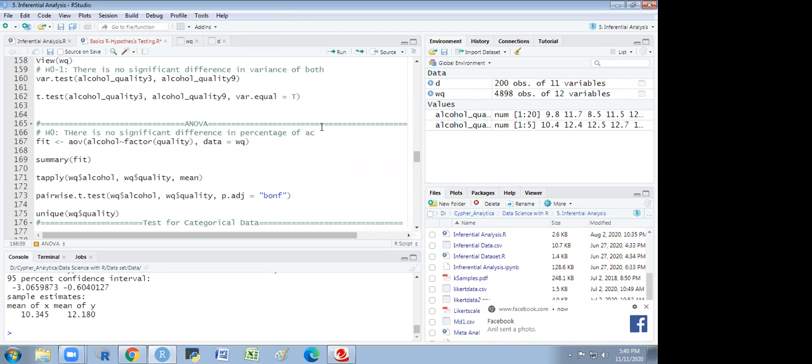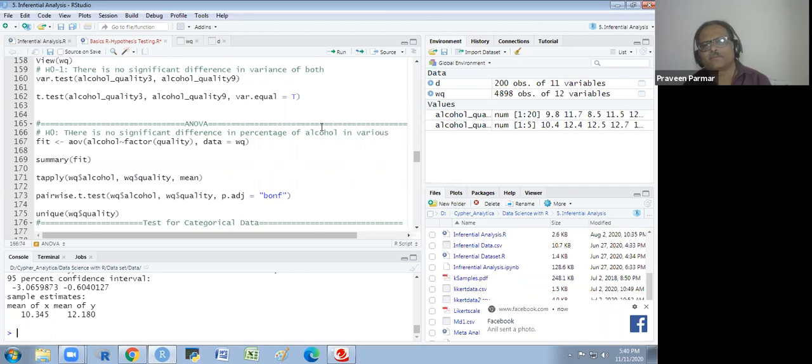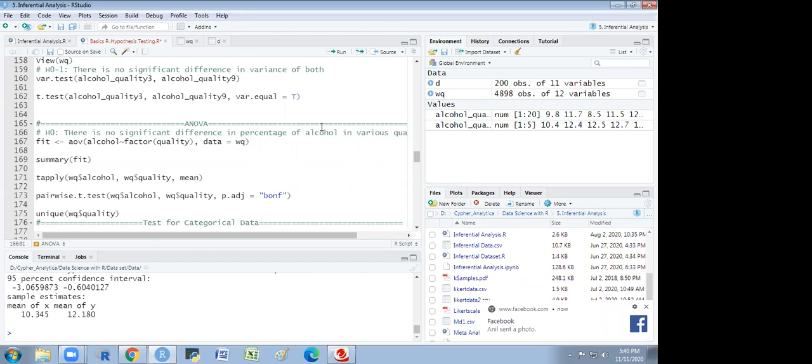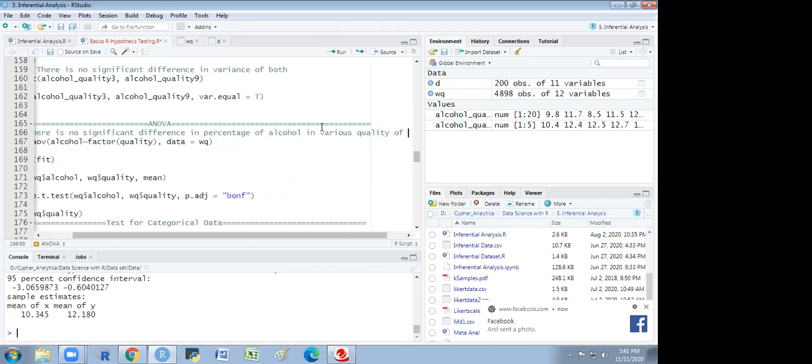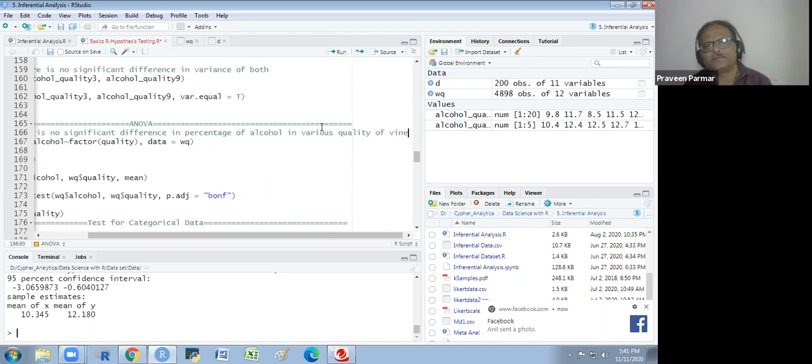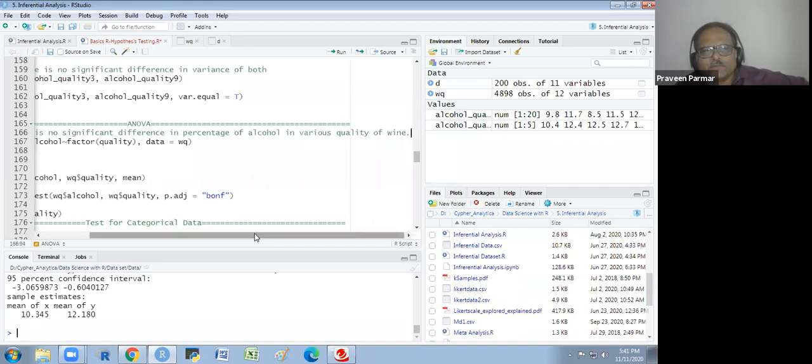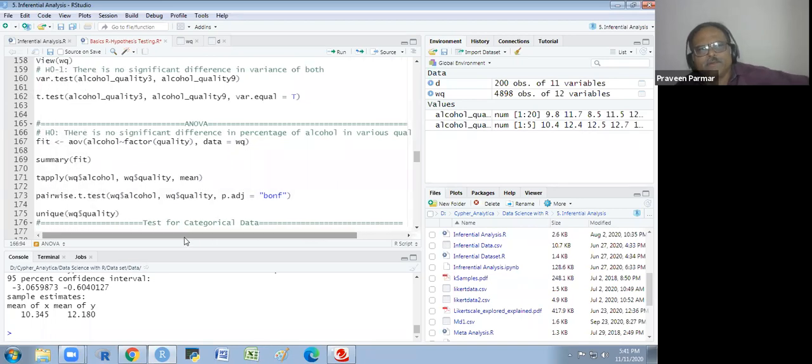Percent of alcohol to the quality of alcohol. The various quality of wine. This is our null hypothesis: there is no significant difference in percentage of alcohol in various quality of wine. So we are comparing all the qualities together: quality 3, 4, 5, 6, 7, 8, 9.